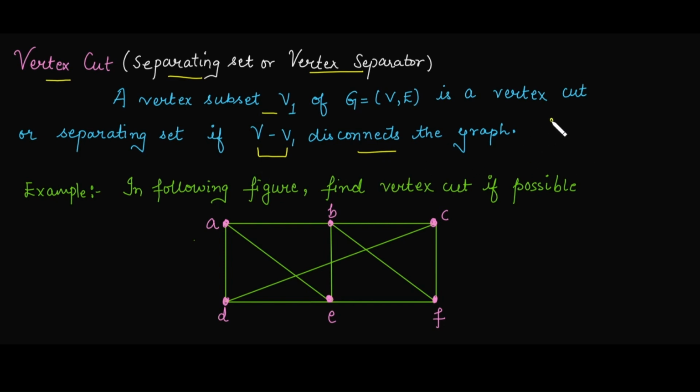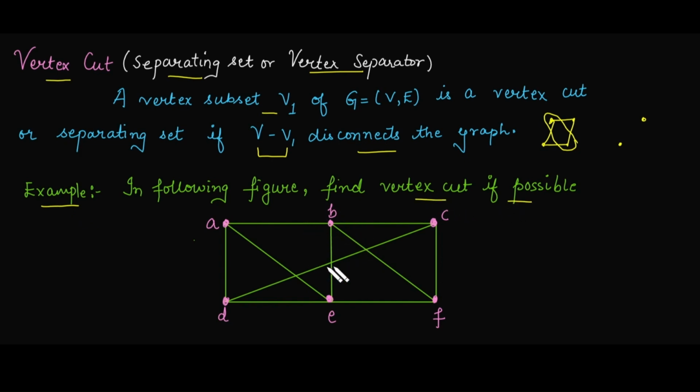For example, take the cycle of length 4. In this case, if you remove these two vertices, when you remove vertices, the corresponding edges are also removed. Then we will get a disconnected graph. In that case, this subset is called a vertex cut. For example, in this case, we need to find the vertex cut if there is one.